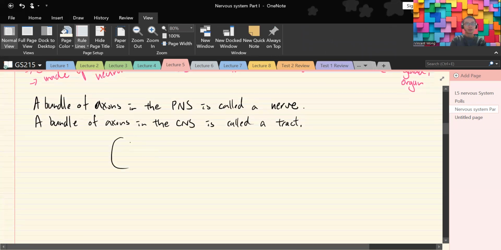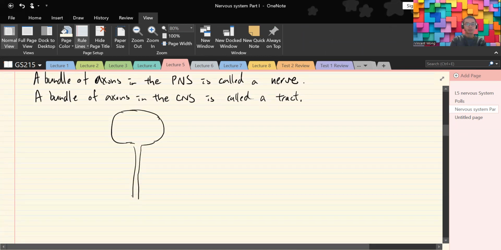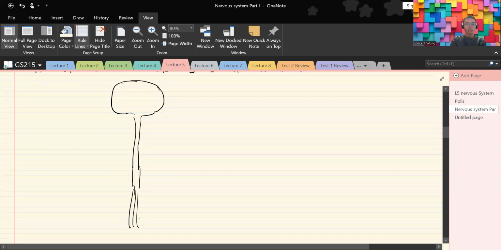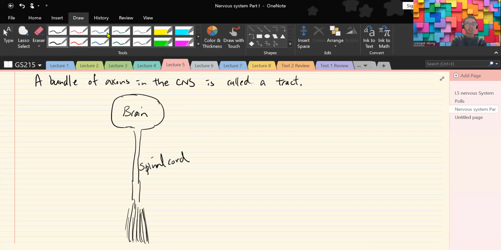So if you take a look at the brain, here's the brain, and then here's your spinal cord. We're looking at it from the back. And the spinal cord, you might or might not know, becomes like a ponytail at the bottom. So this is the brain, and this here is the spinal cord. Together they make up your CNS, central nervous system.